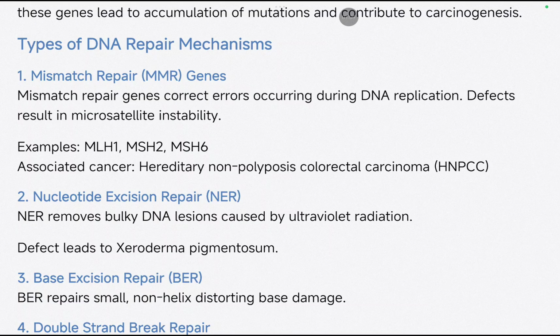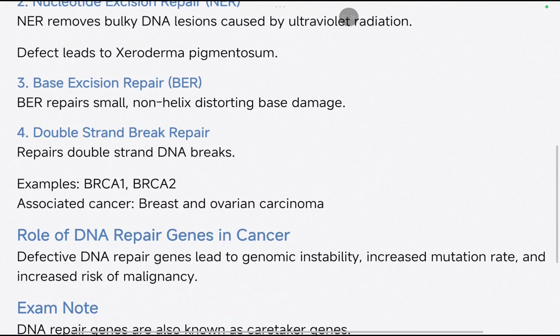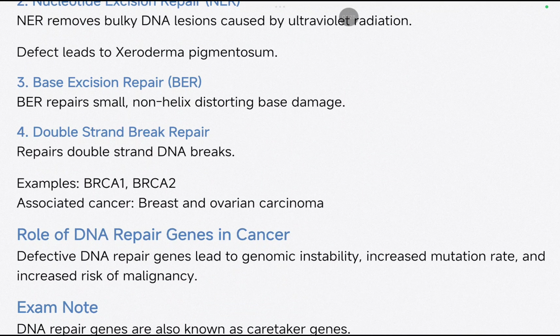NER removes bulky DNA lesions caused by ultraviolet radiation. Defects lead to xeroderma pigmentosum. Third is base excision repair, BER. Base excision repair repairs small, non-helix-distorting base damage. And fourth is double strand break repair, which, as the name implies, involves repairing double stranded DNA breaks.